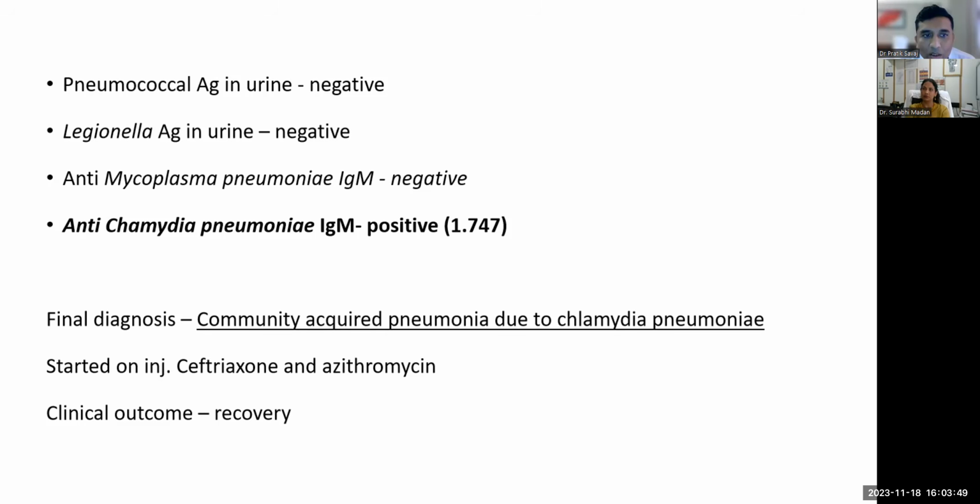Now we have learned that atypical pneumonia usually doesn't cause consolidative opacity, but in our practice we have seen that atypical pneumonia can cause dense consolidation. So we started this patient on ceftriaxone 2 gram IV BD and azithromycin, and he improved with this treatment.